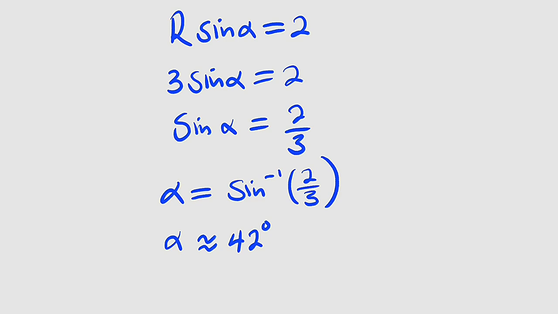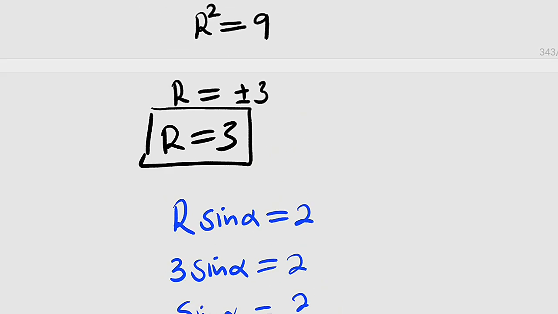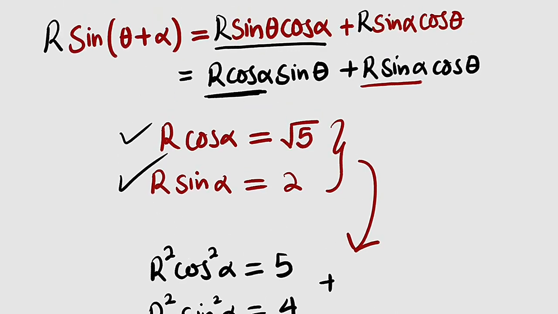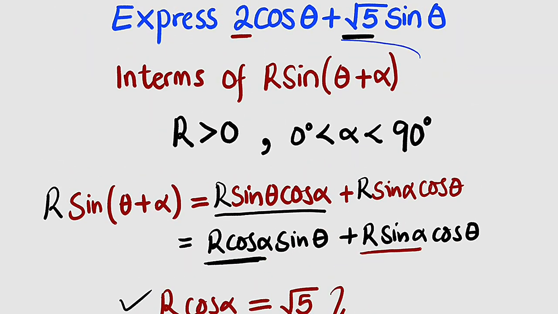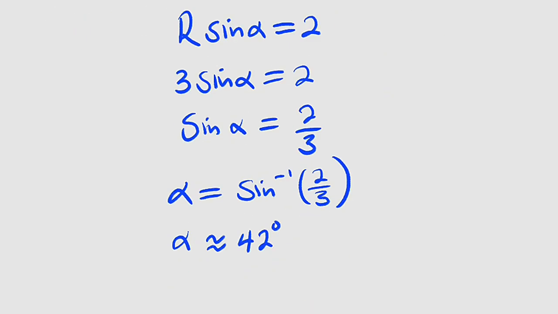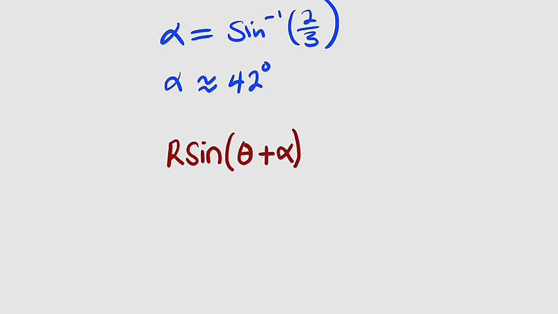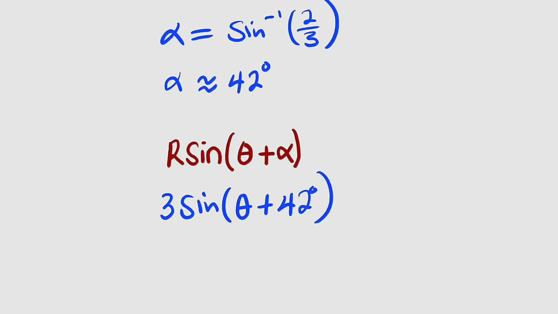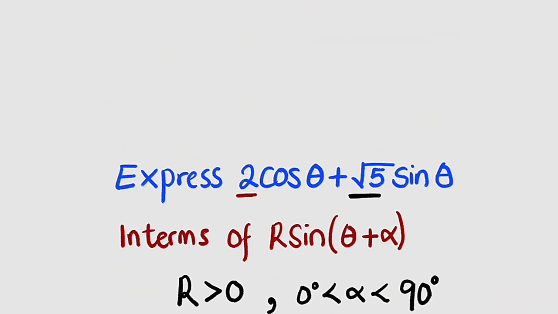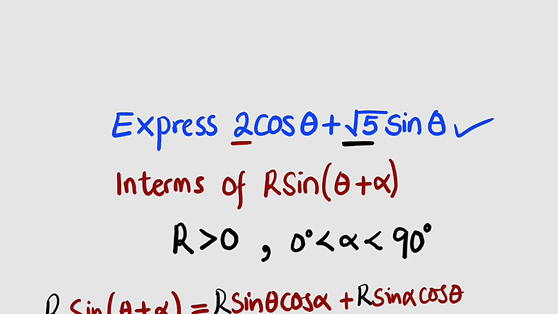So all we have to do is plug r and alpha back into the expression and we are done. This is the expression, right? With r equal to 3, we have 3 sine of (theta plus 42 degrees). And hence, this is equivalent to the original expression given to us.